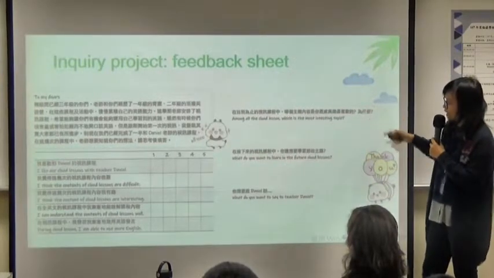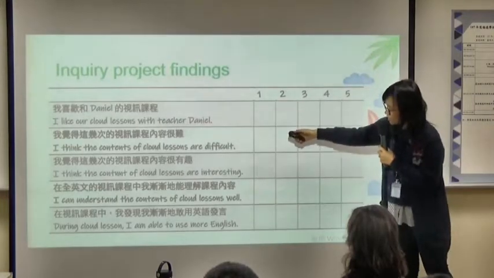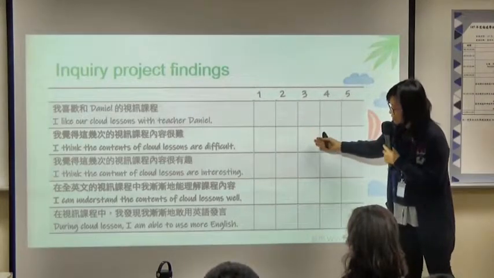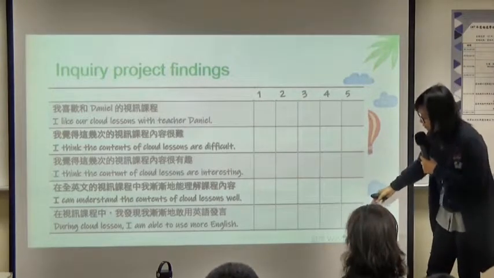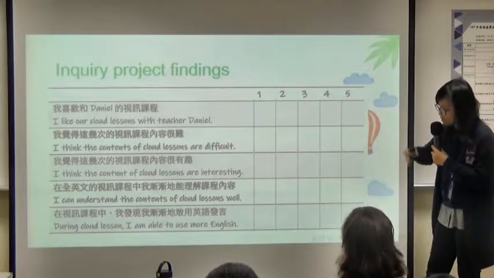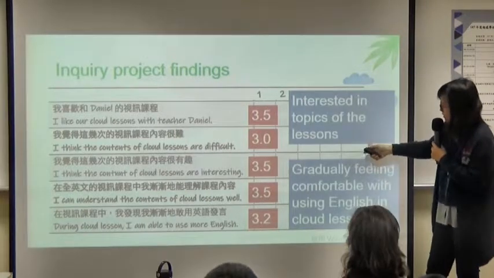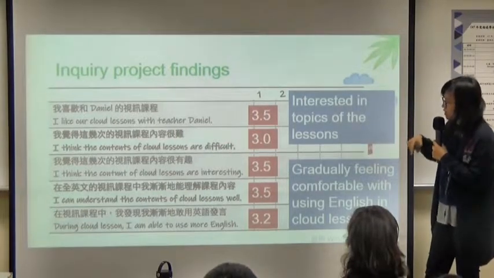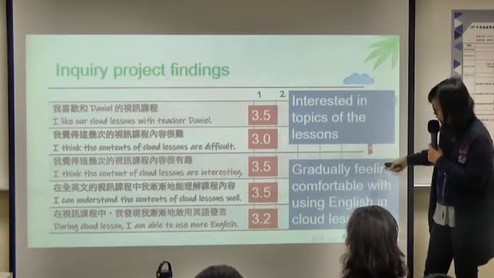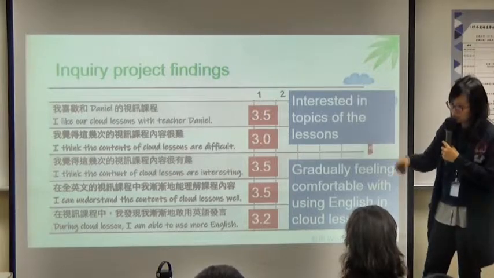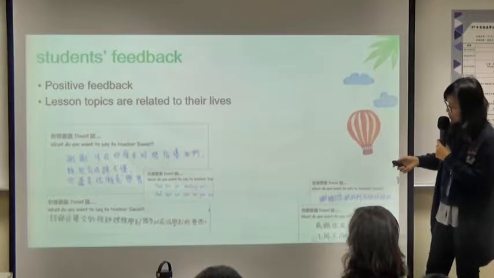First, I made a feedback sheet for my students, including 5 questions like: Do they like the lesson, or is it too difficult? Is it interesting? And are they able to use more English in the class lesson? And I made a measurement, and you can see students are really interested in the topic we chose for them. And also, some of them wrote they are gradually feeling comfortable using English in the class lesson. Yes. And these are the feedbacks I got from my students.